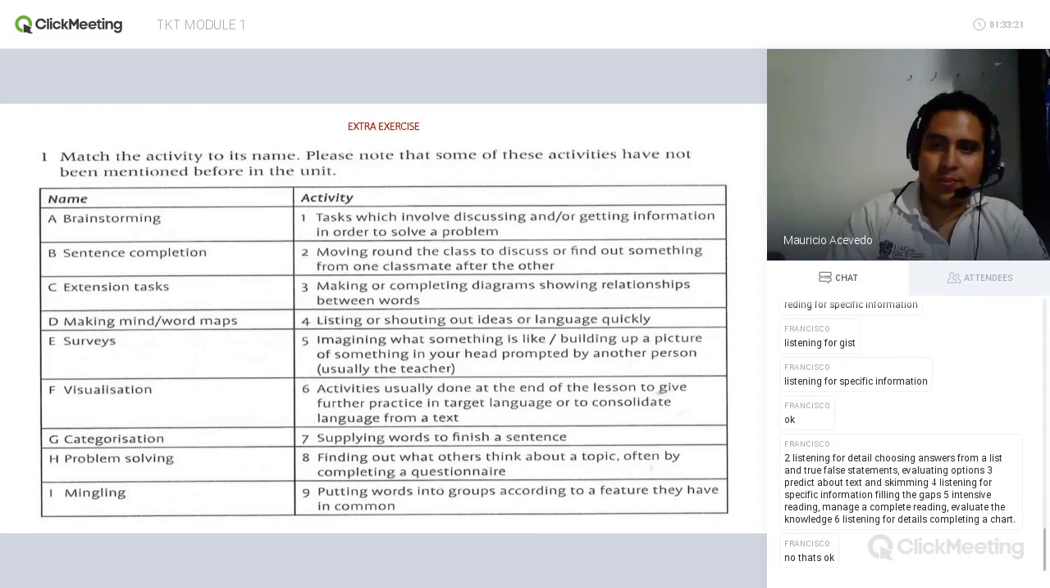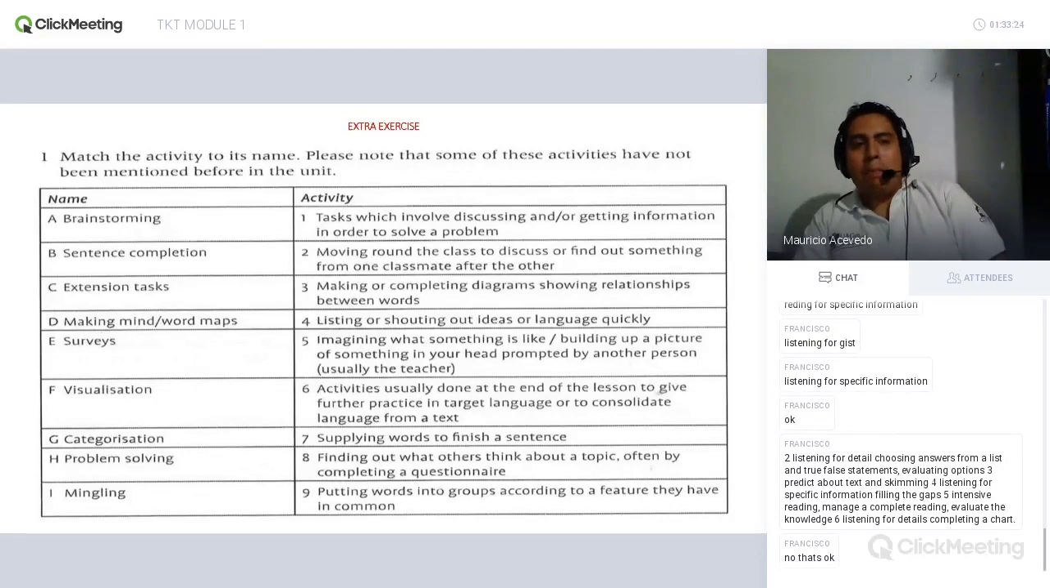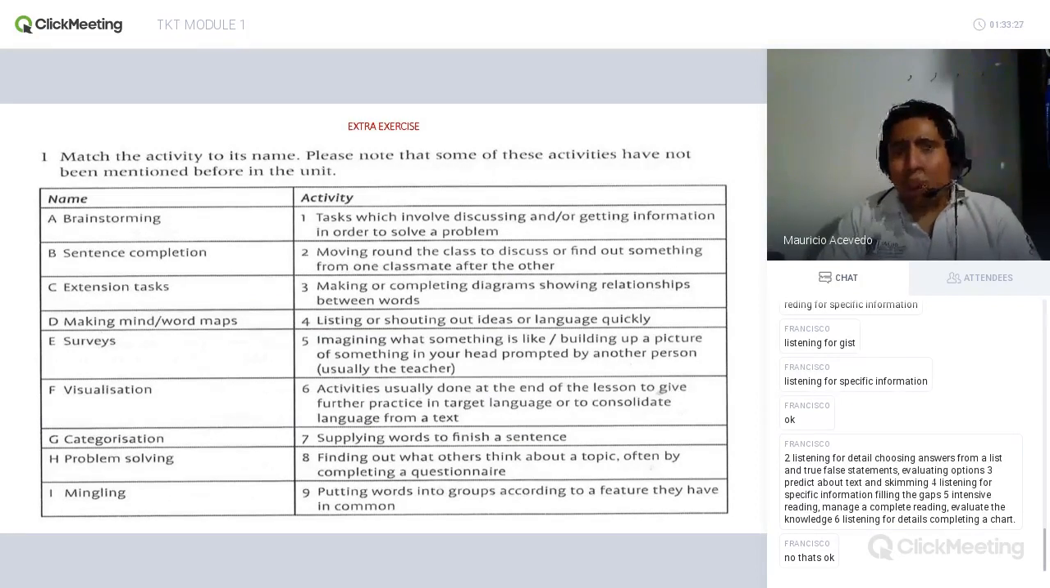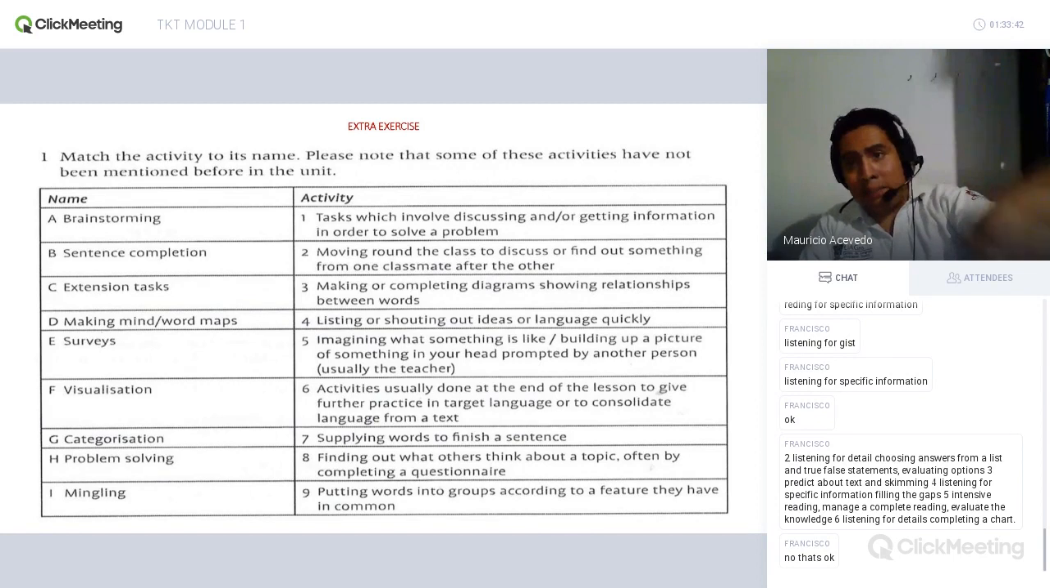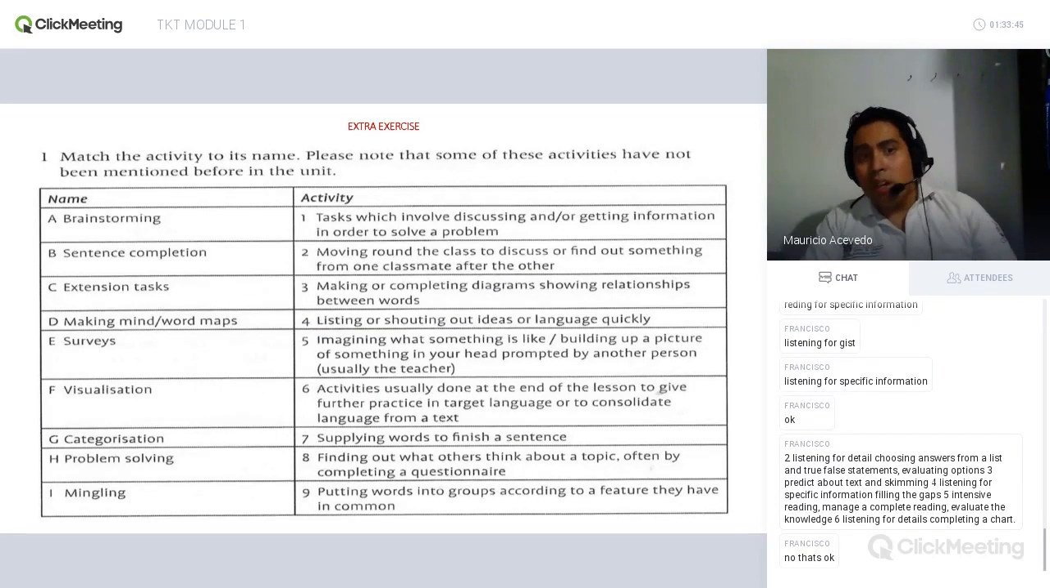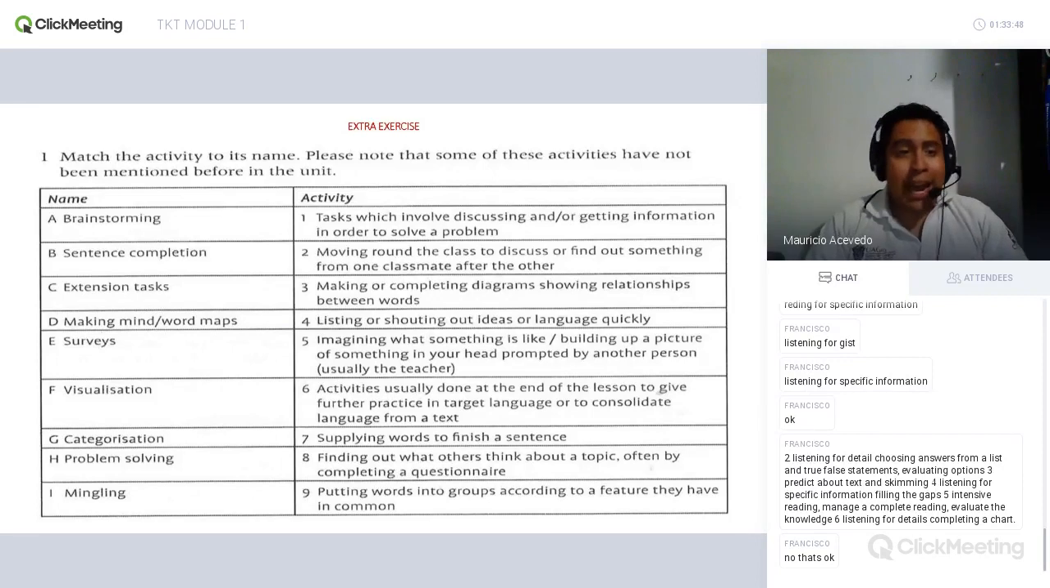Another activity. Okay, maybe I can help you in this one. Match the activity to its name. Please note that some of these activities have not been mentioned before in the unit. So as you can see, we have many activities, but we cannot mention all of them. What you must know is that you need to relate these activities with your real life teaching, Francisco. I'm sure that you have done brainstorming. I'm sure you have done sentence completion. I'm sure you have done extension tasks. But now let's contextualize them. So this is what you're going to do, Francisco. And in this case, I will ask you to do it in 10 minutes maximum.